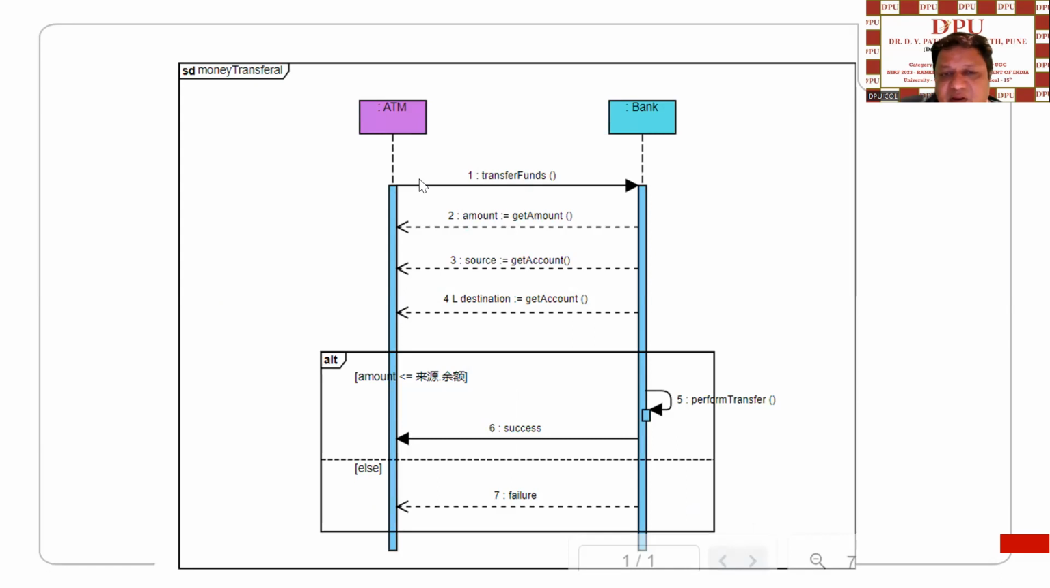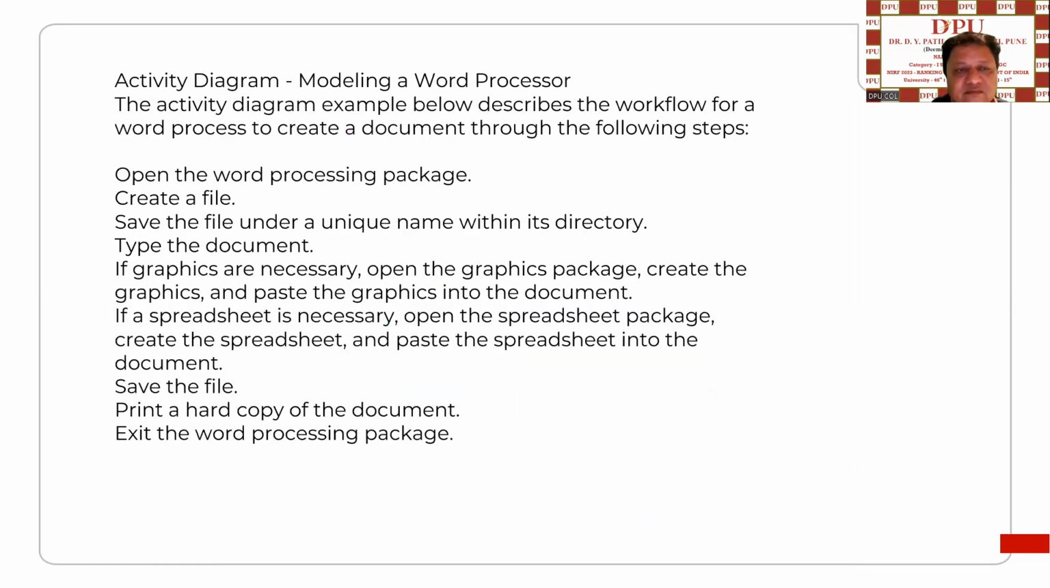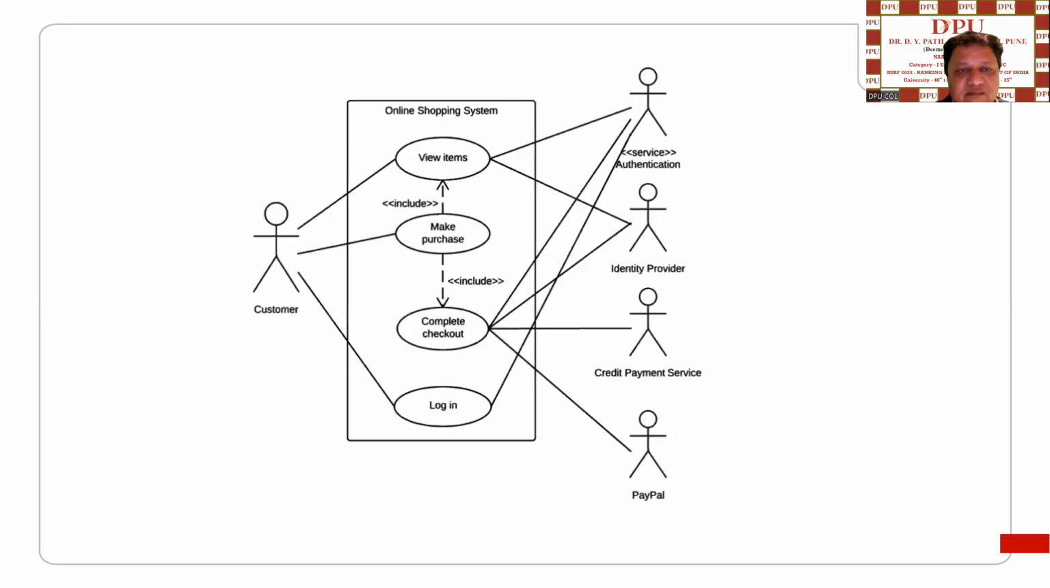So this is an example of, I think, the ATM, how I am withdrawing money from the ATM over a particular time period. These are the activities, and how these activities are going to be executed over a period of time can be graphically represented with the help of a sequence diagram. So this is about the sequence diagram.